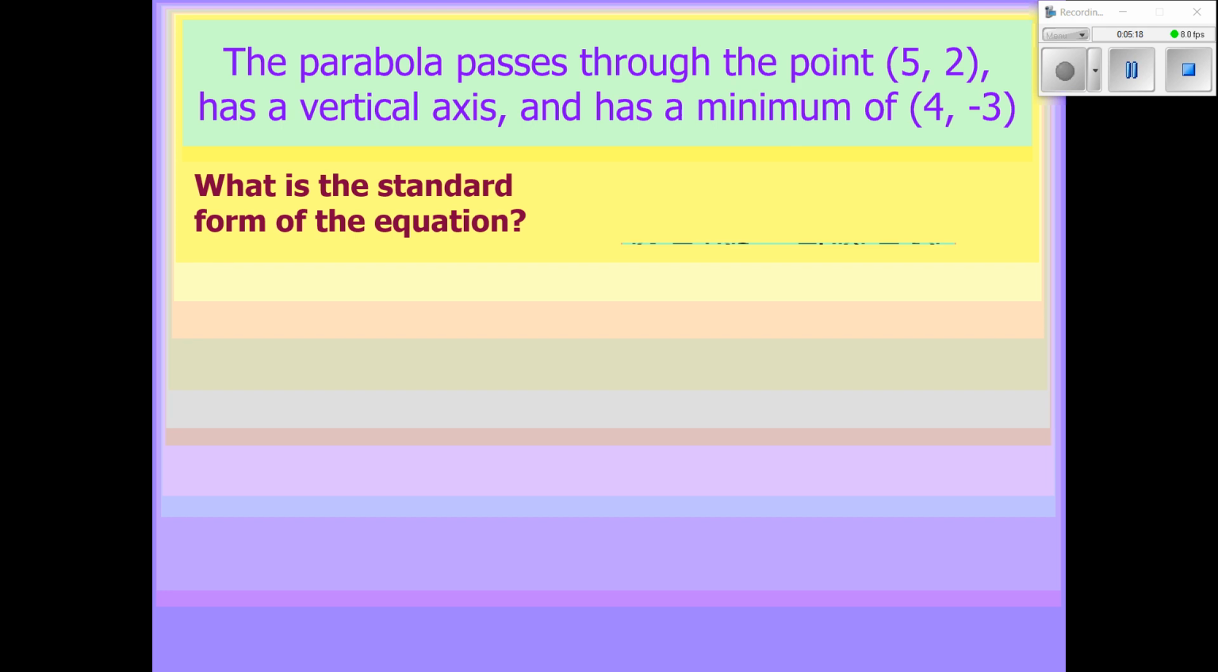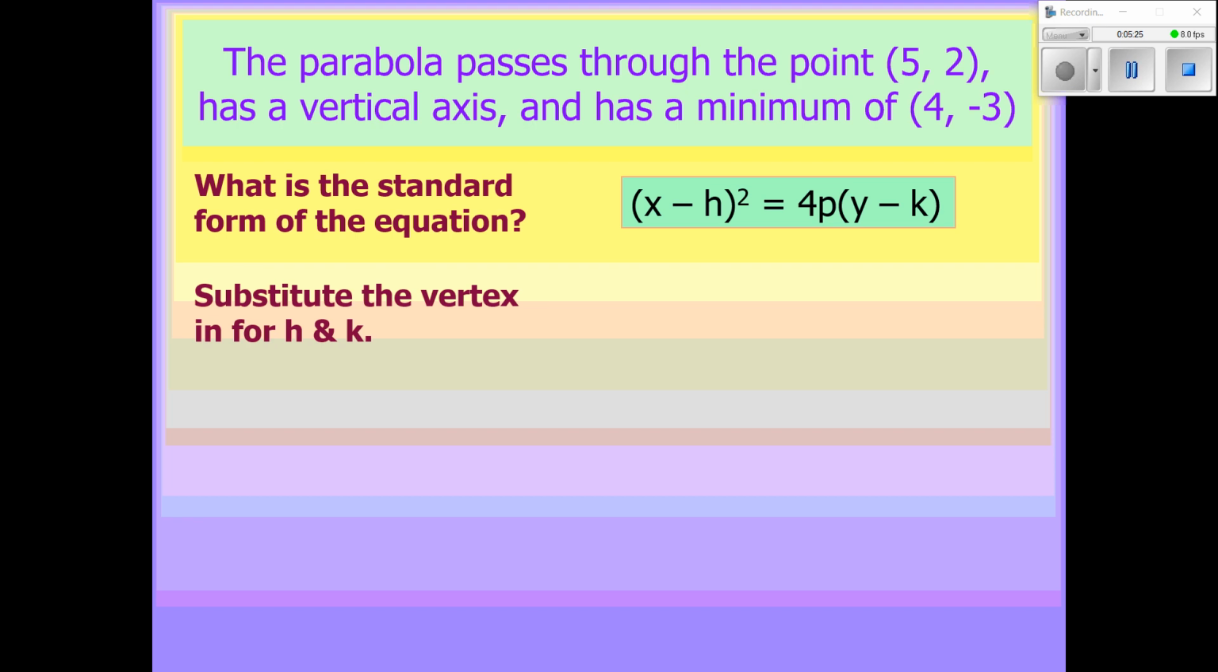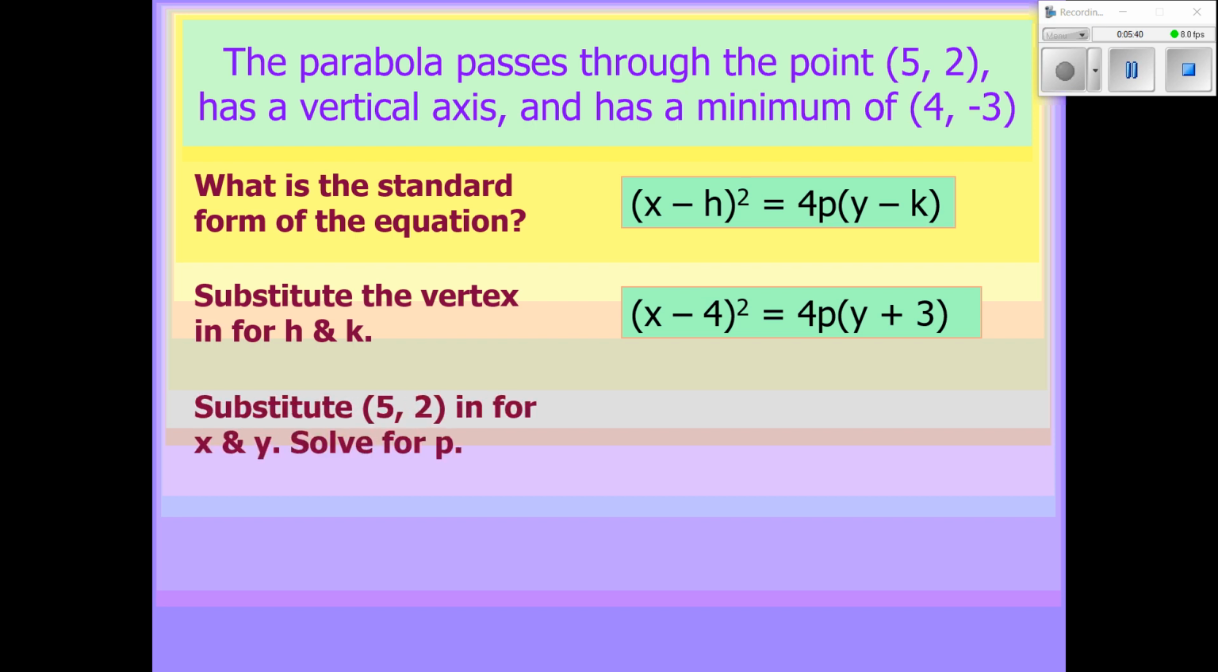All right, so what does that mean? This means that our minimum value there, that (4, -3), is going to be our vertex. Remember, it's where the graph starts from going down, back up, and the only point where that happens is the vertex. After I sub that in, now it's going to look like this: (x - 4)² = 4p(y + 3). Substitute in your (5, 2). This is just another point that's on our parabola, and so put that in for x and y. And then we need to solve for p.